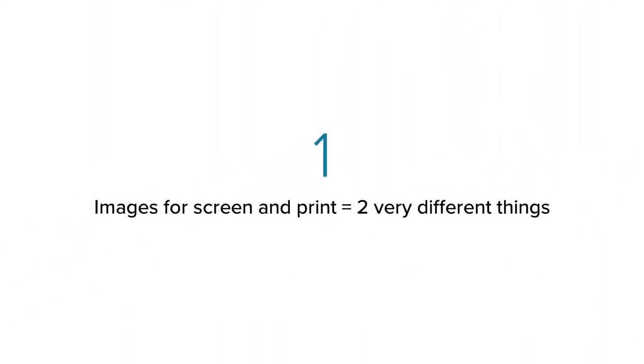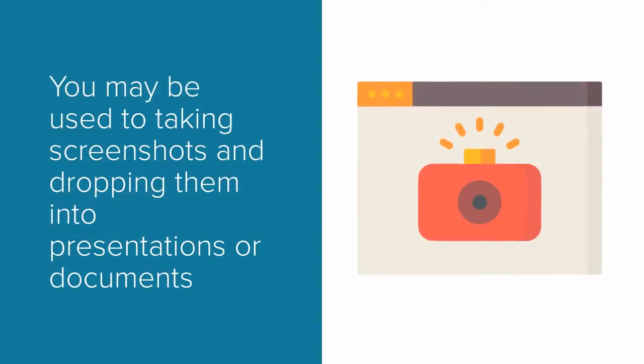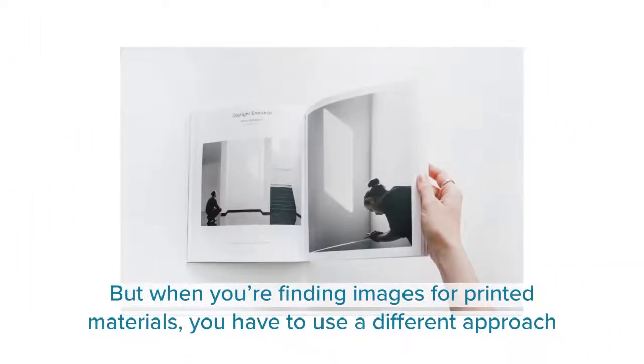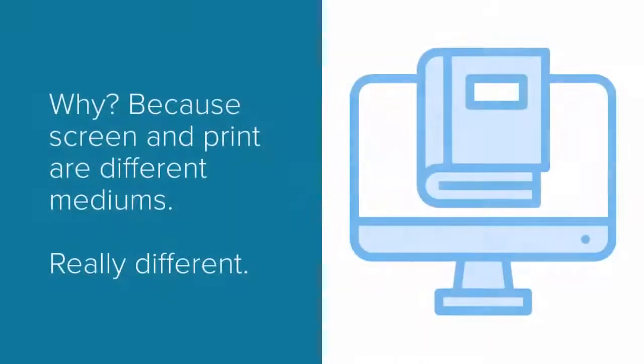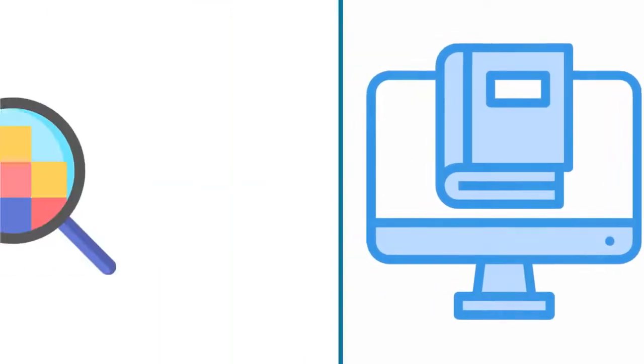Part 1. Images for screen and print are two very different things. You may be used to taking screenshots and dropping them into presentations or documents. But when you're finding images for printed materials, you have to use a different approach. Why? Because screen and print are different mediums, really different.